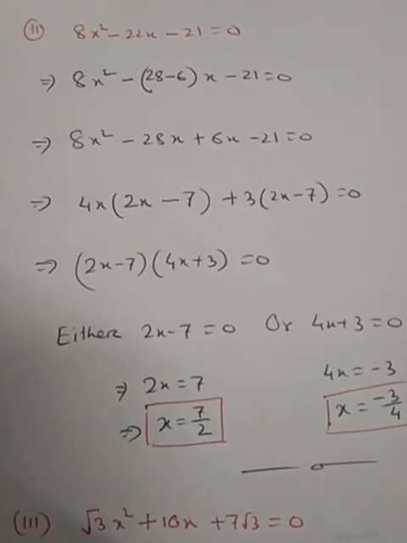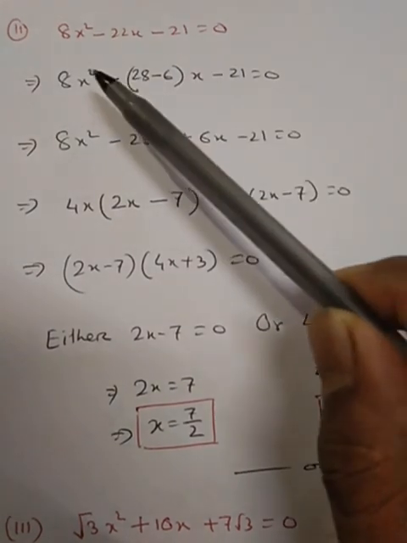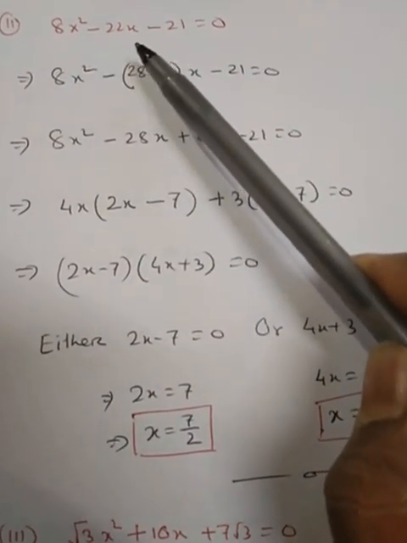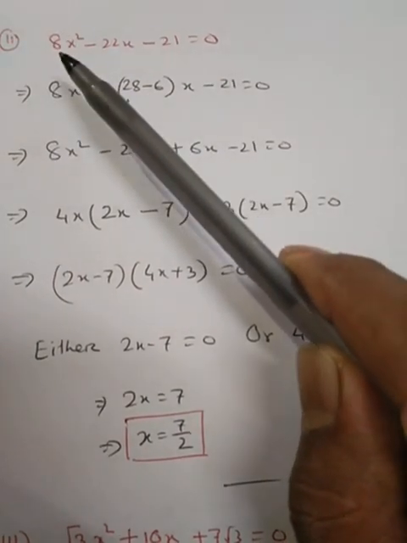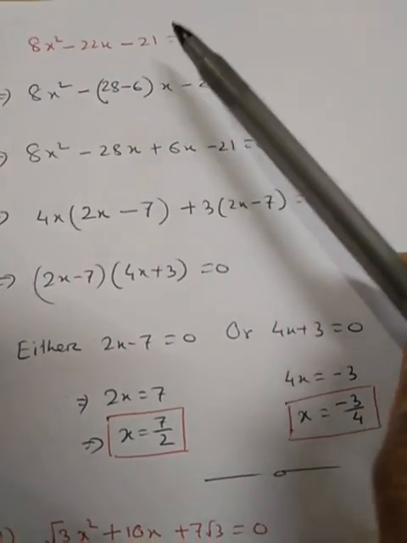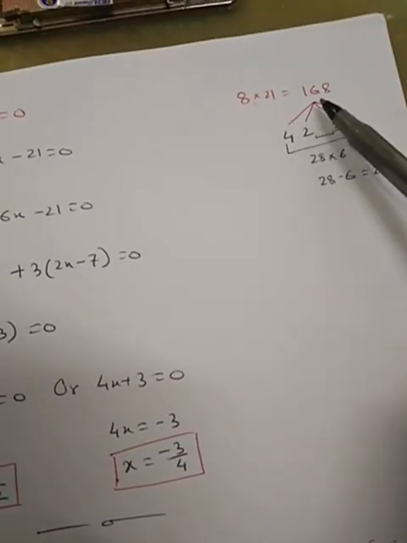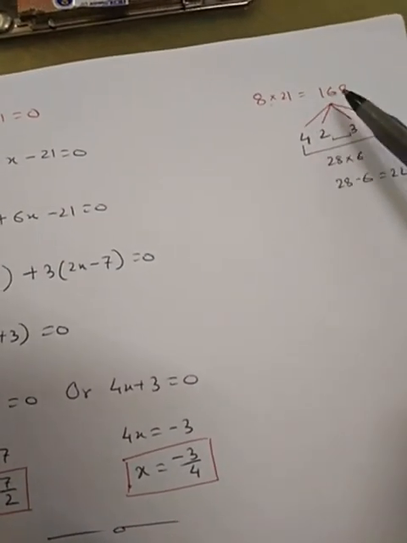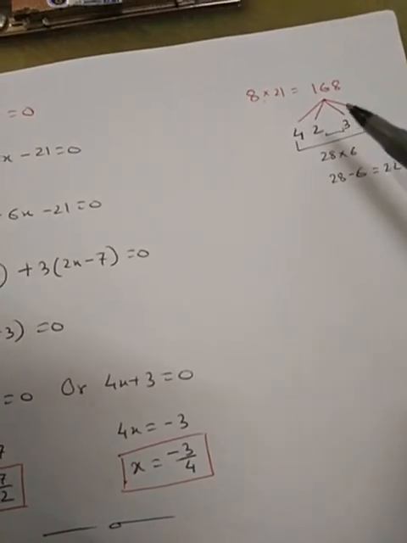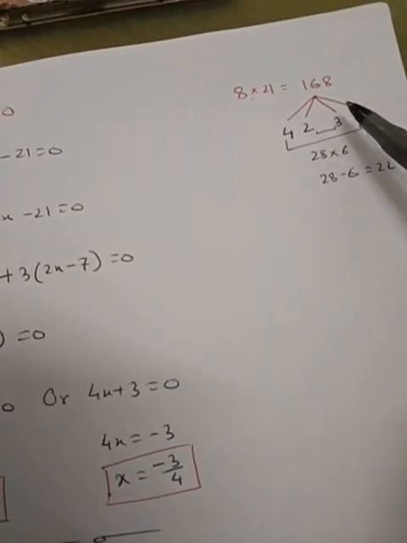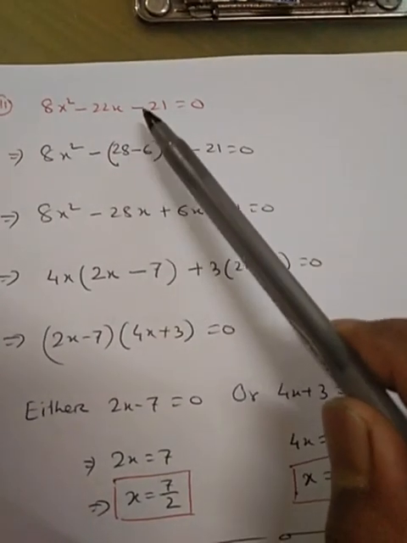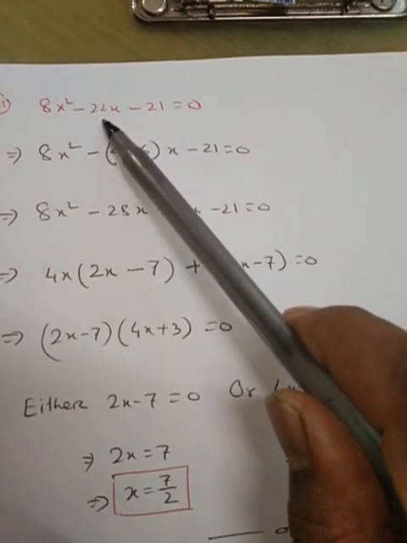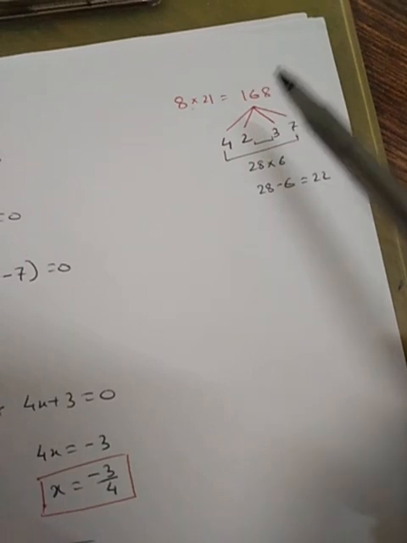Let's see the next question. It is given 8x² − 22x − 21 = 0. Here first of all we'll multiply 8 with 21, and then it would be 168, and 168 again we'll have to factorize. After that we'll have to find a pair among these factors so that subtracting we get 22 and multiplying obviously it should be 168.